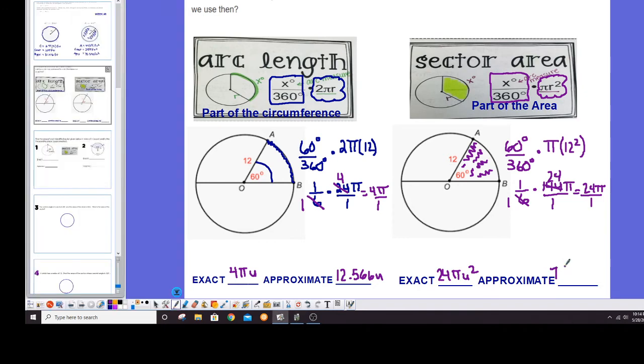75.398, and that would be units squared. So don't forget to square your units for area. Now we're going to focus on area only since we've done arc length before. So let's do a couple more problems.